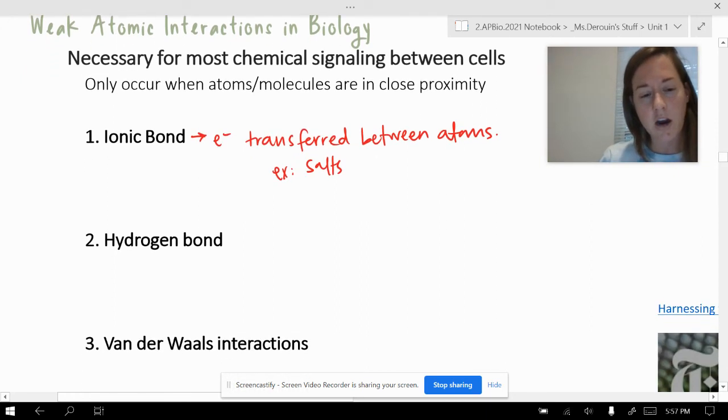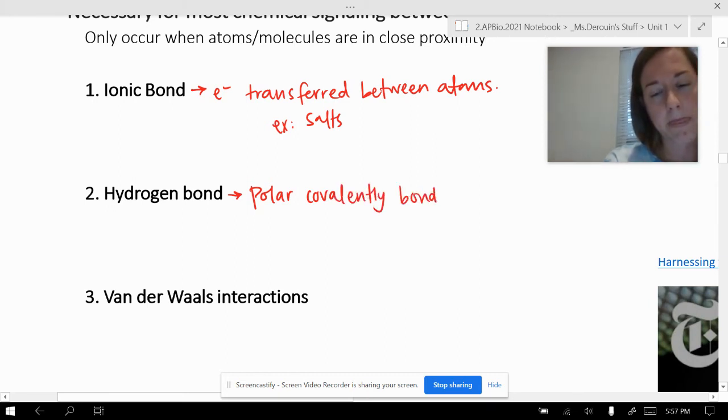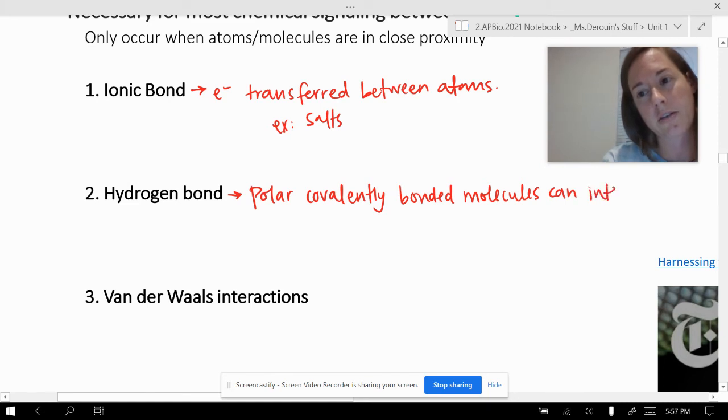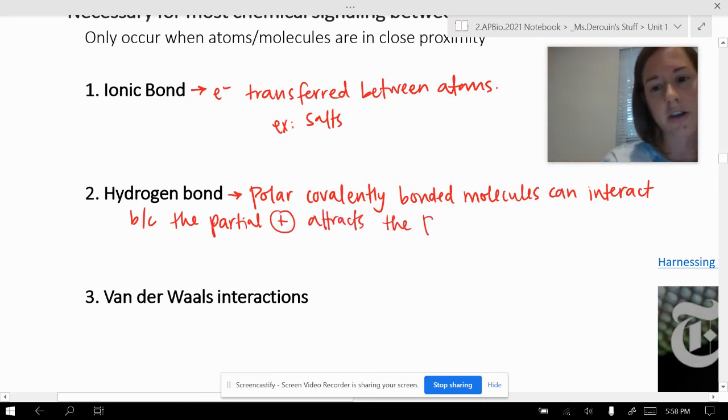Hydrogen bonds are going to happen in polar covalent bonded molecules. They can interact because the partial positive attracts the partial negative.